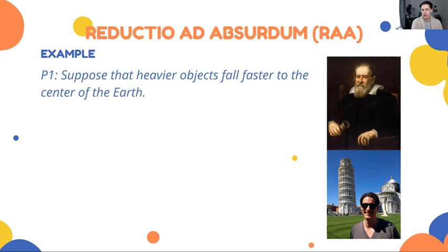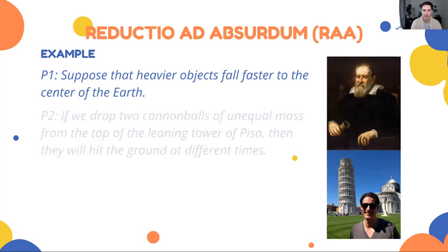So Aristotle thought, understandably, that heavier objects fall faster to the center of the earth. So Galileo, I'm oversimplifying this quite a bit, but the idea is still there. He goes to the top of the Leaning Tower, and he's supposed to be doing these experiments. So he says, all right, Aristotle, let's suppose you're right. Suppose that heavier objects fall faster to the center of the earth.